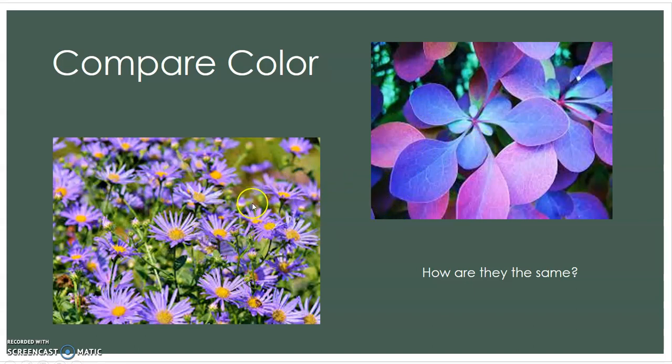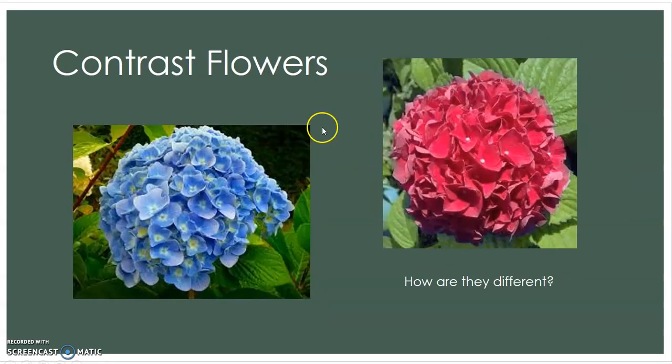What color are these flowers? Purple. What color are these leaves? Purple and blue. Some of them are kind of blue looking, but I see a lot of purple. Just like here has a little bit of yellow, it's mostly purple. So what is the same between these two plants? What color? Purple.